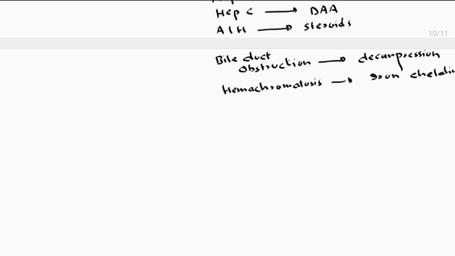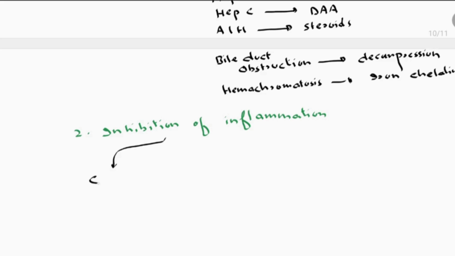Now, second is inhibition of inflammation. Various drugs have shown promising results, like corticosteroids, caffeine, and colchicine. These are the drugs that can inhibit inflammation.